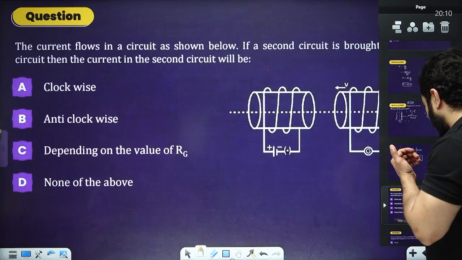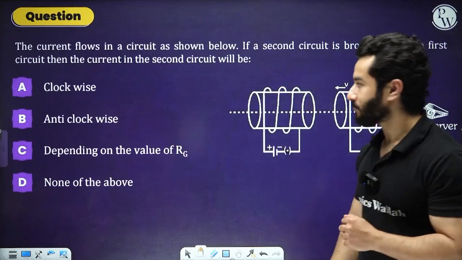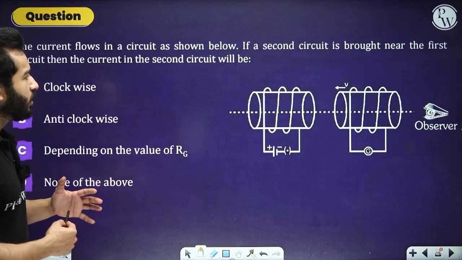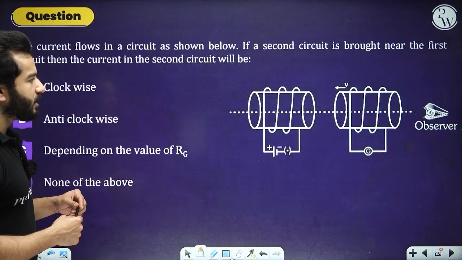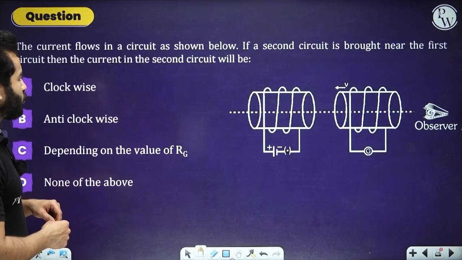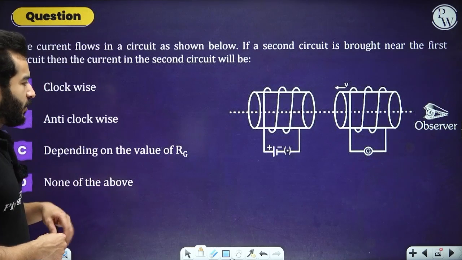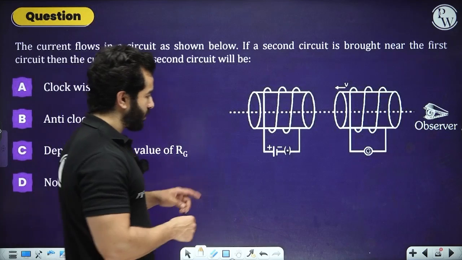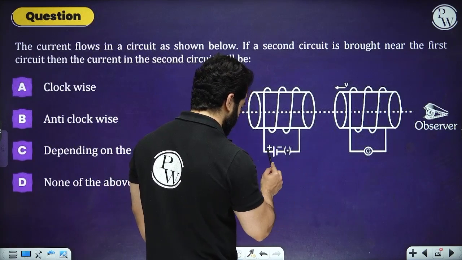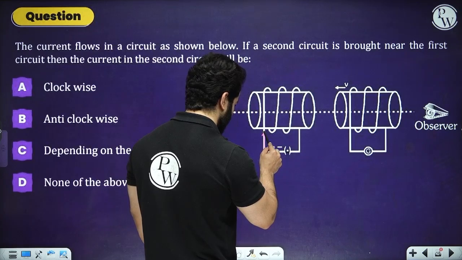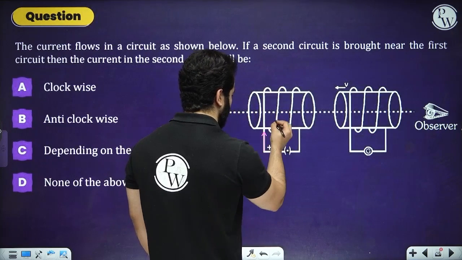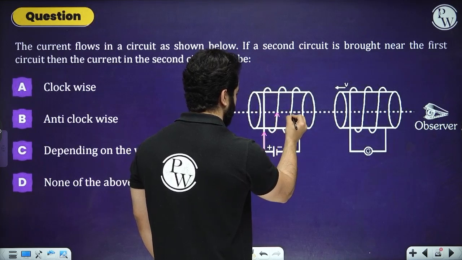Now please let's also look at some examples, then we'll move on. The current flows in a circuit as shown below. If a second circuit is brought near the first circuit, then the current in the solenoid circuit will be, first of all, you have got a battery like this. That means the current will flow in this direction. Is that correct? Which means that current will start to flow from something like this.